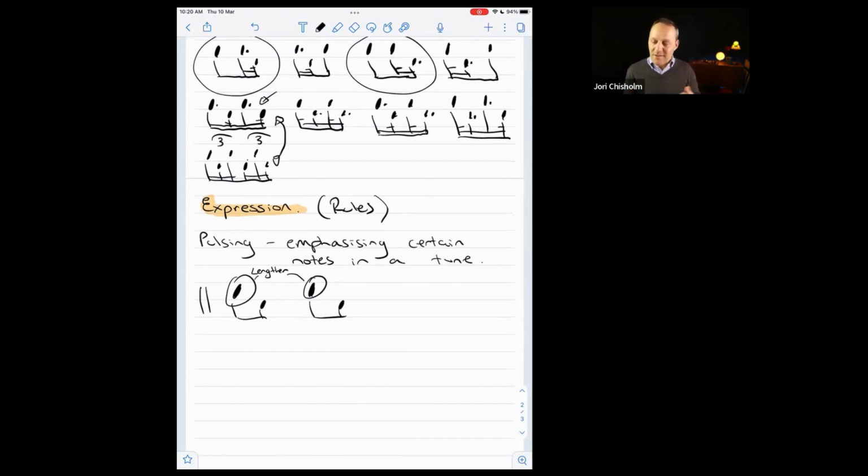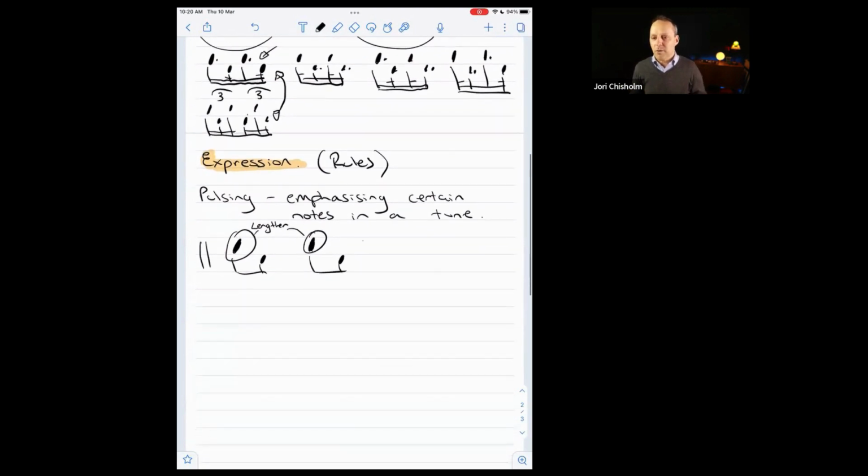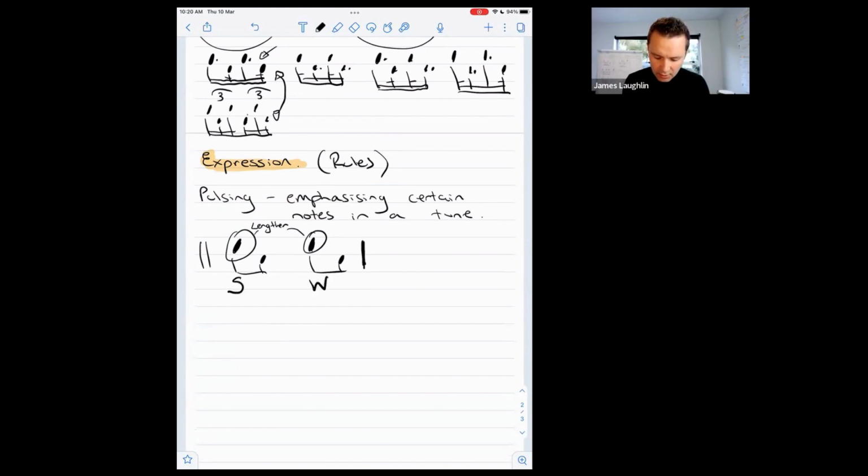Because you're a person, that's how we learn. We don't interpret things literally like a computer would. We have these expression rules that we can apply. And one thing I'm going to add in there, so many of you may have come across this idea of strong weak.